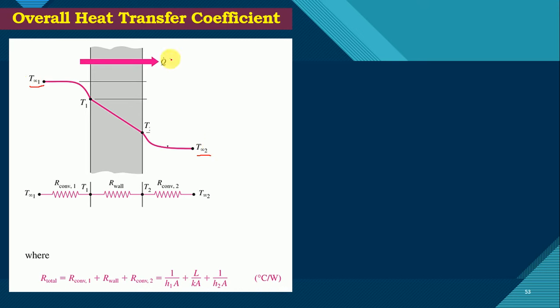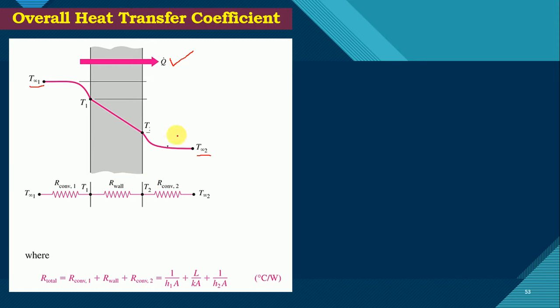So what is the heat transfer? Heat transfer is Q. Okay, so heat transfers from the fluid to the wall, and from the wall it goes to the other fluid, like this it is shown. And on the downside we have shown the resistances. For understanding resistances I request you to go through my previous video in which I have explained in detail what is meant by thermal resistances. Okay, now here we have shown three resistances. This is the first resistance, this is the second resistance, and this is the third resistance.